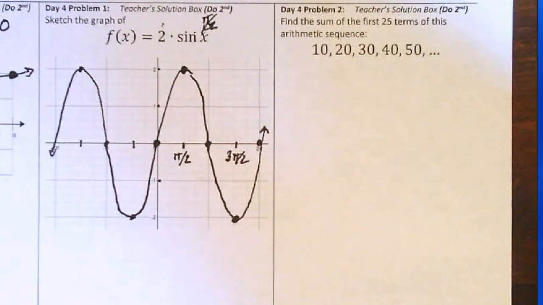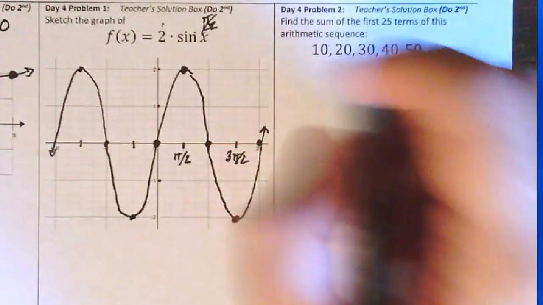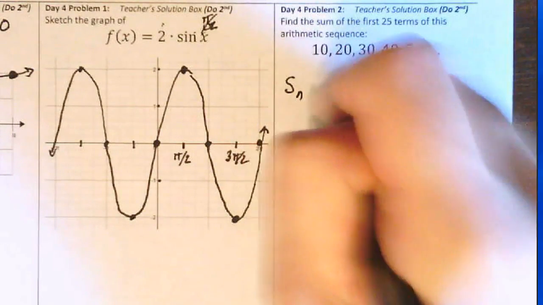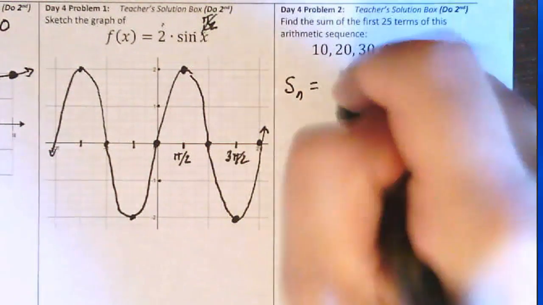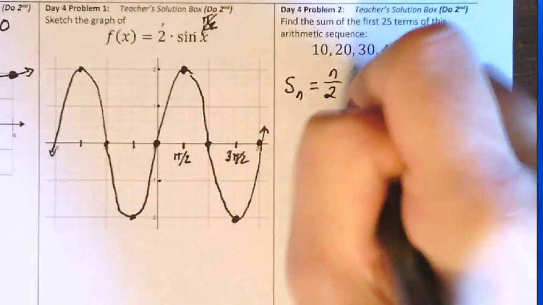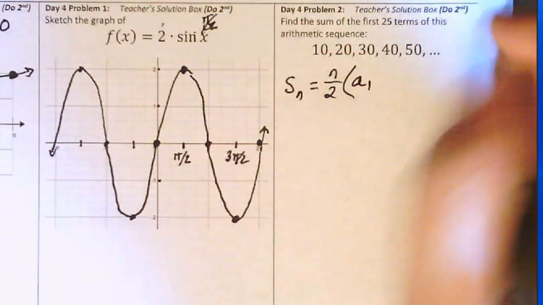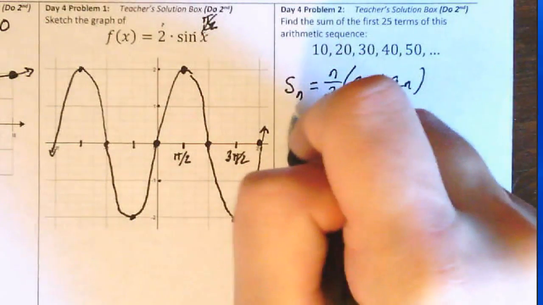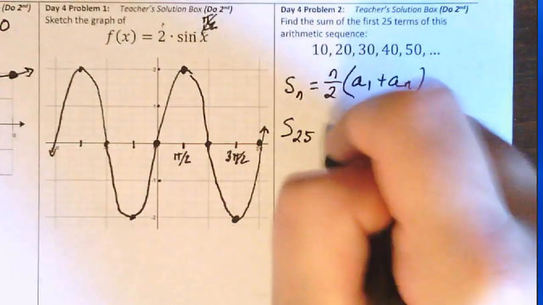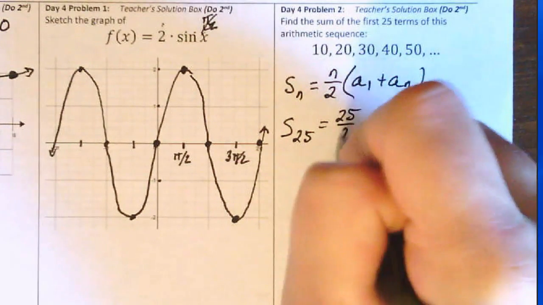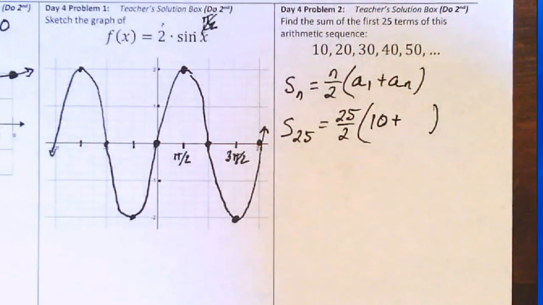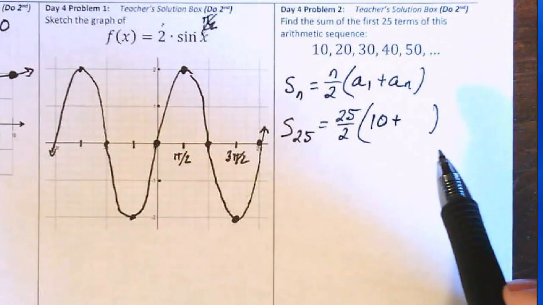Day 4, problem 2. Find the sum of the first 25 terms of this arithmetic sequence. Here's a formula that we can use to find the sum of terms of an arithmetic sequence. The sum of n terms can be found by taking n divided by 2 and multiplying by the first term plus the last term. In this case, we want to find the sum of 25 terms. So 25 divided by 2 times 10 plus the 25th term. We don't know the 25th term.